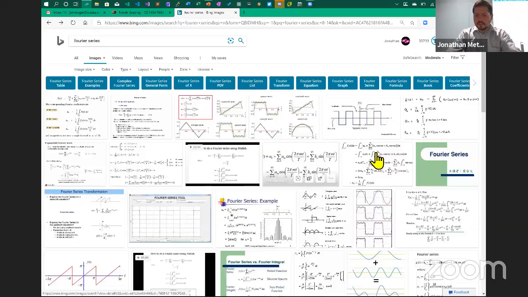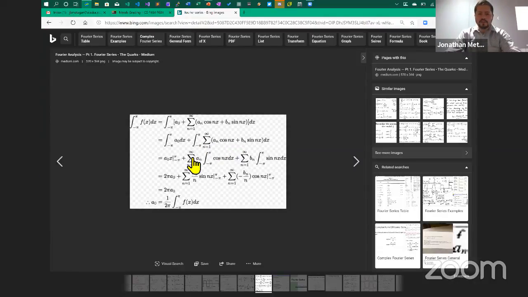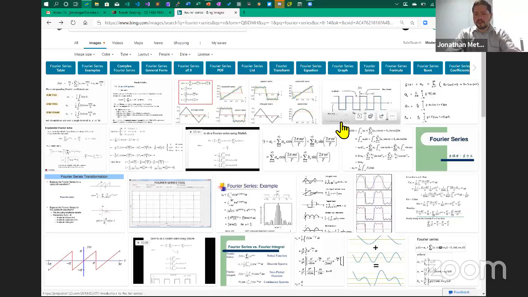Let's see here. This is some of the reason why Fourier series is something most people don't understand, because you stop at Calc 3 and then you stop learning about math, and they don't talk about Fourier series in that kind of a course.